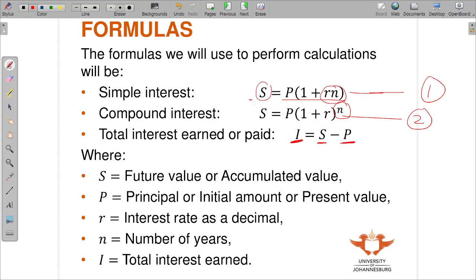Now, this future value is also called accumulated value. Sometimes we refer to it as accumulated value and not the future value. Also, this principal is also called initial amount, or we call it present value. Later, we are going to be using this term more, the present value. Okay. All right, please take note. Let me call this equation 3.